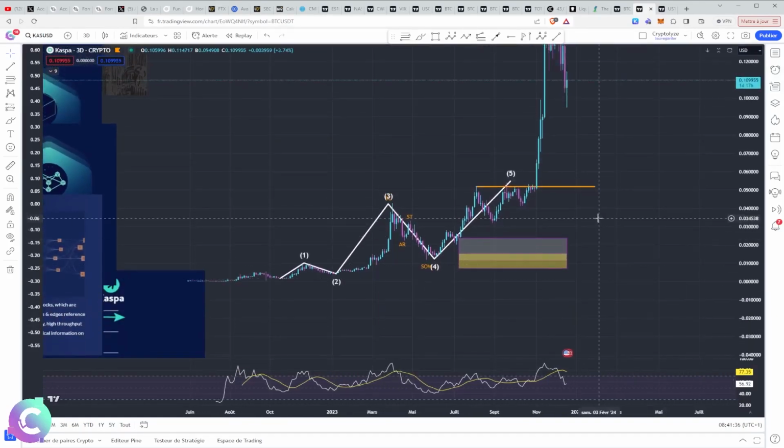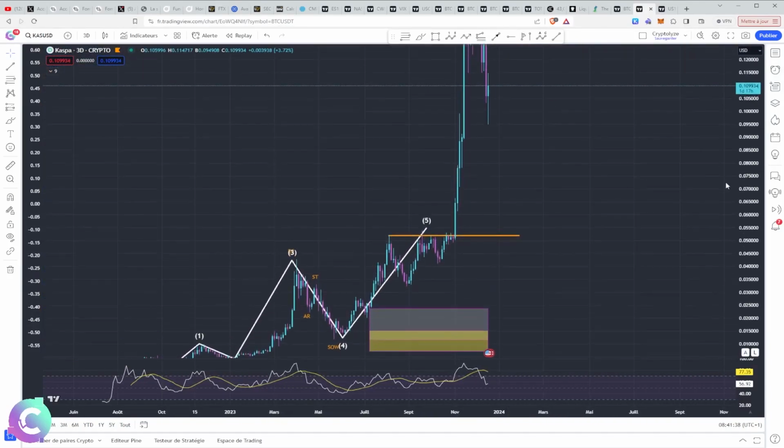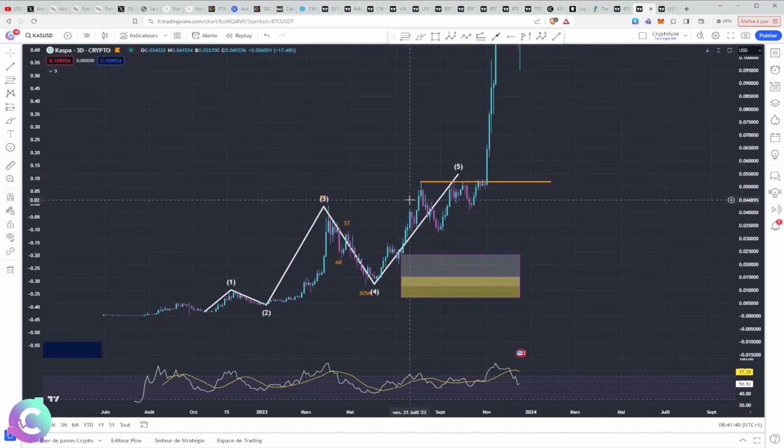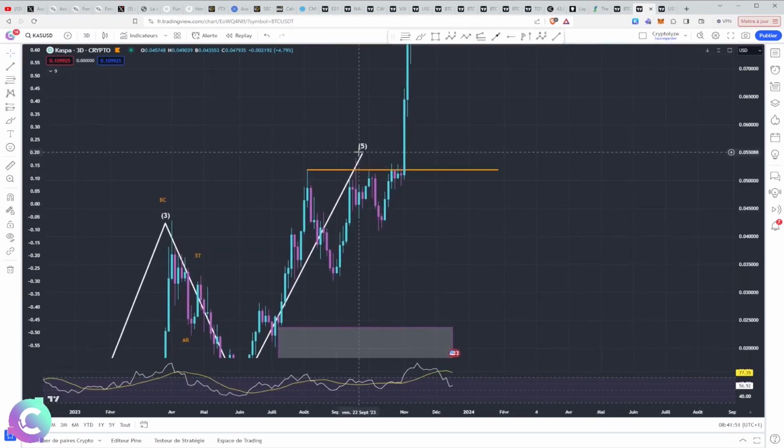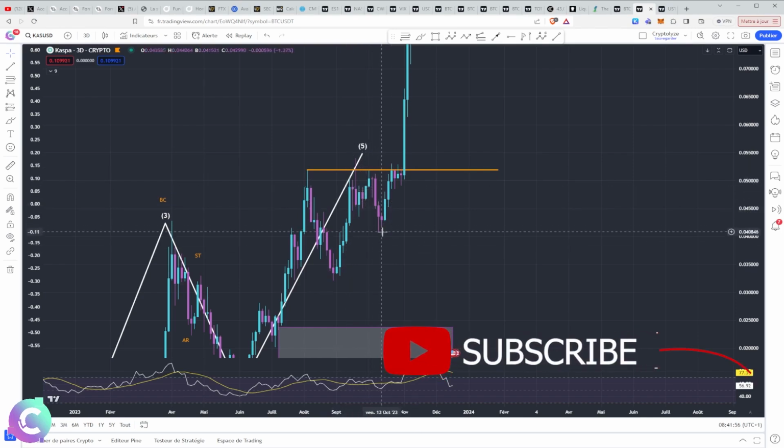So concretely in terms of prices, where are we at the level of KASPA? KASPA, as a reminder, when I made the presentation video, we were more or less in this zone. I explained to you that particularly when we arrived in a resistance zone like this, there was a good chance to have a form of rejection. We had an acceleration, liquidity gain, breakout, retest, and then we have a bearish break to take a breath.